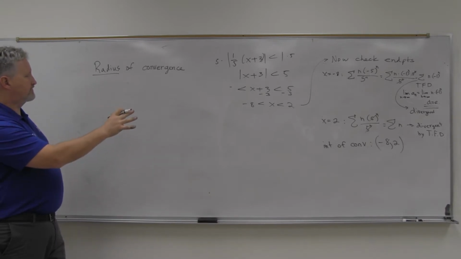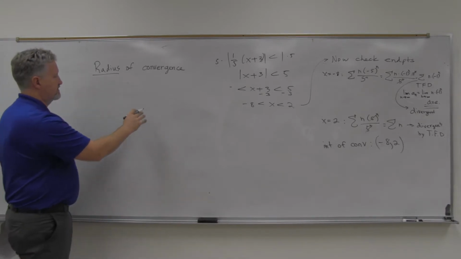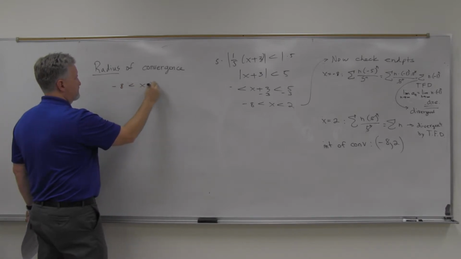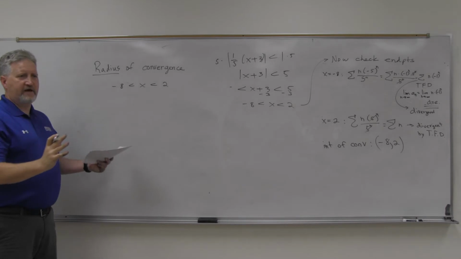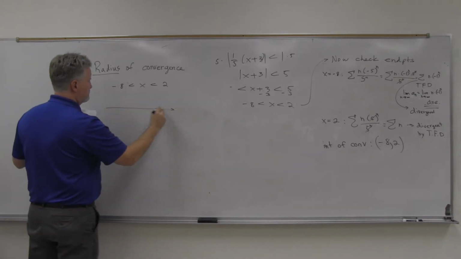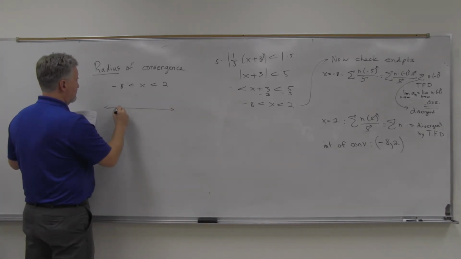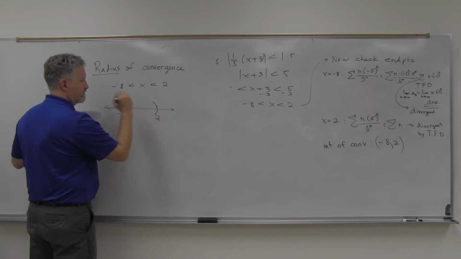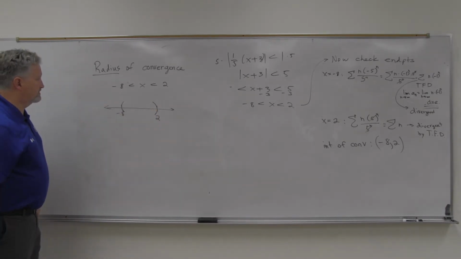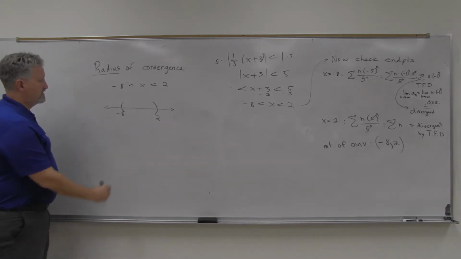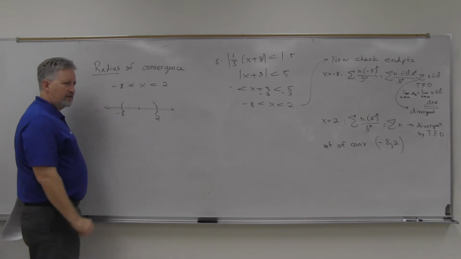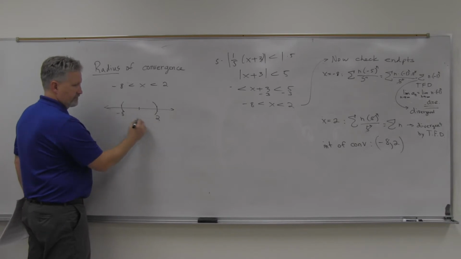A good example to use to give you the radius of convergence is this one. Let's say the interval is negative 8 to positive 2. Let's think about that on the number line. I'm going from negative 8 to positive 2, talking about that interval as far as the x's are concerned. If we take a look here, there's a midpoint in that interval.